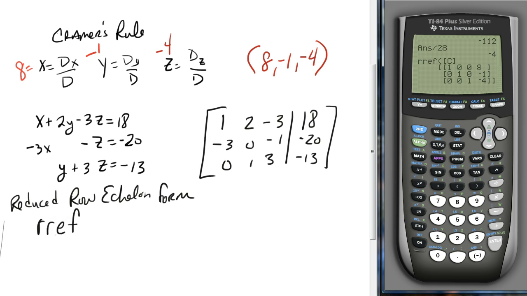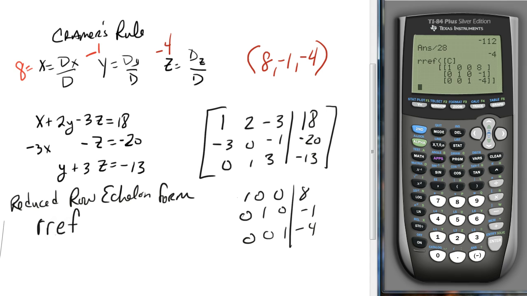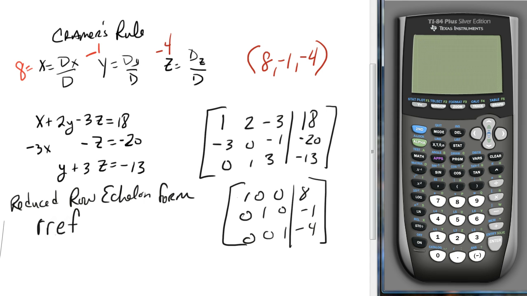And look at that. So it comes down to 1, 0, 0, 8, 0, 1, 0, -1, 0, 0, 1, -4. And those are my answers. So that's another way to do it. Okay, so what else can we do? Inverses. Okay, so let's do some inverses.